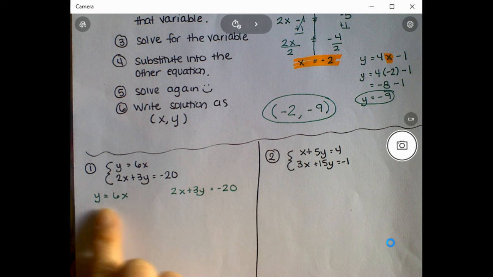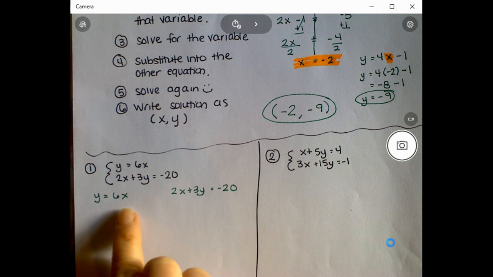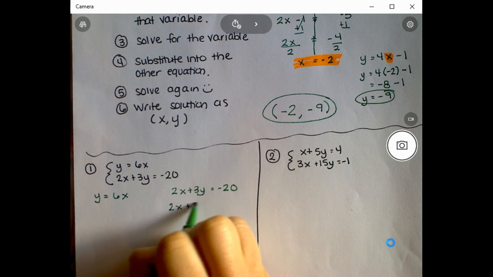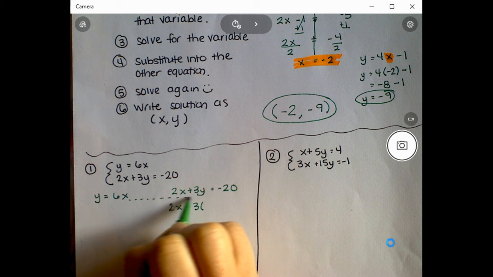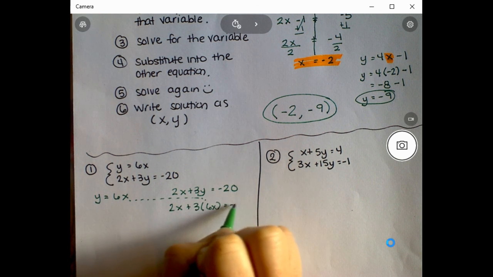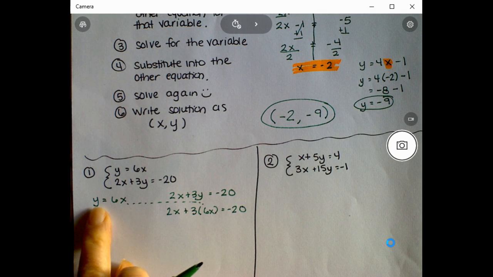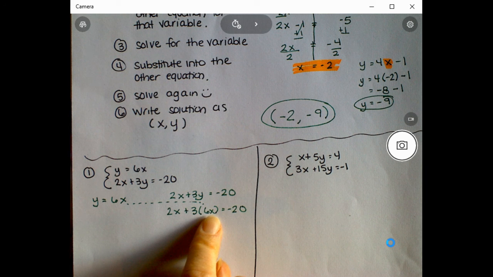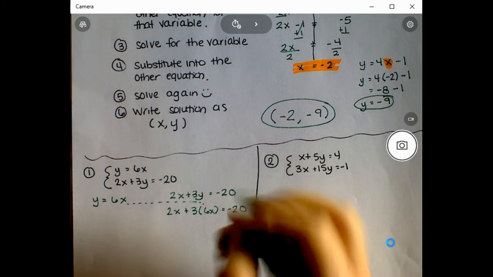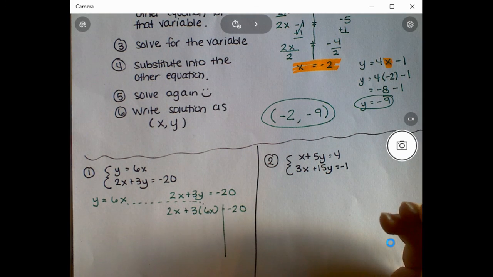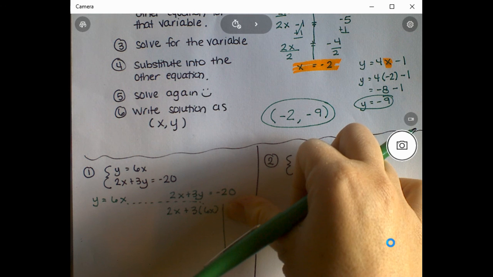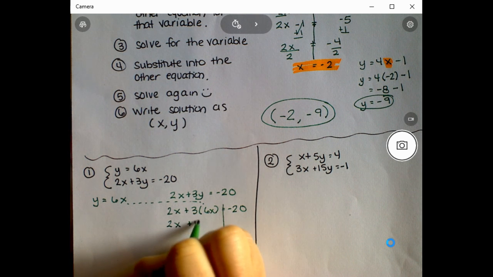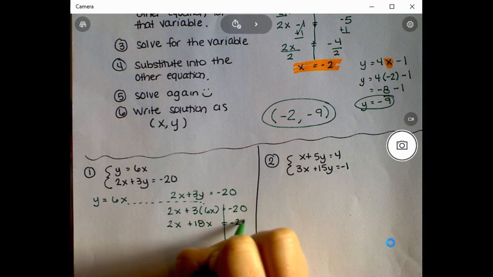So now, everywhere I see y in this equation, I'm going to put 6x. So 2x plus 3 times 6x equals negative 20. You see how y equals 6x. So where I have a y, I can write 6x. All right, now we're going to solve this equation following the rules of solving an equation. Can I distribute? No, but kind of. I can multiply right here. So 2x plus 18x equals negative 20.